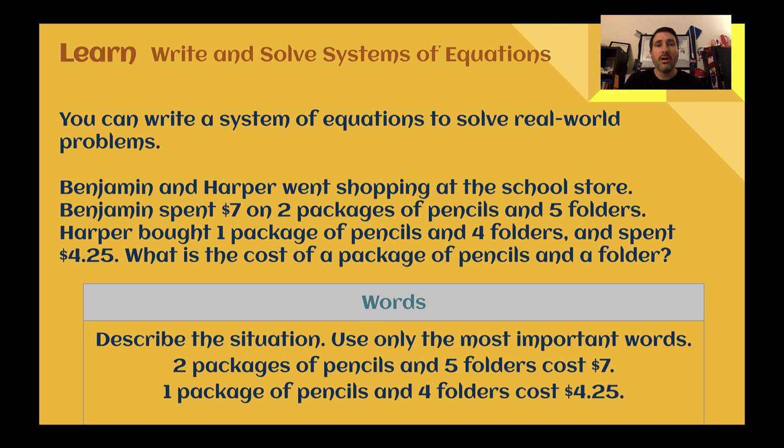So to do this, first we're going to pull out the information that's relevant. So here it said 2 packages of pencils and 5 folders cost $7. It also told us that 1 package of pencils and 4 folders cost $4.25. It didn't matter who bought them. We're trying to figure out pencils and folders and how much they cost. So that's what our equations need to be about.